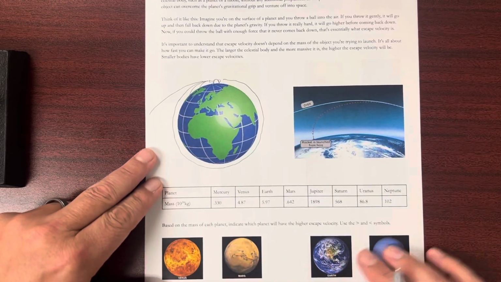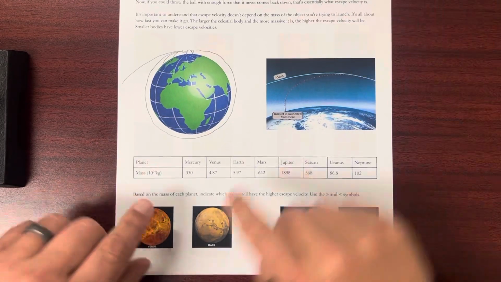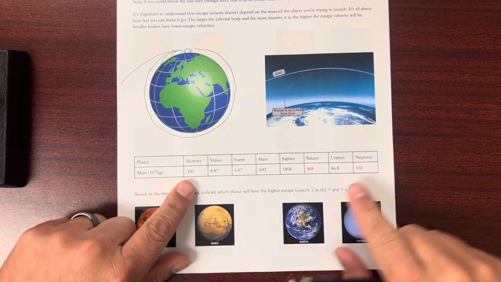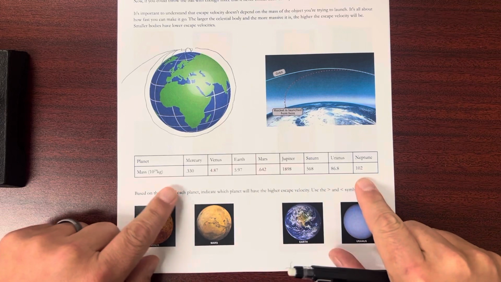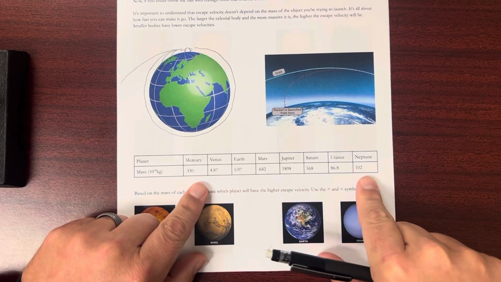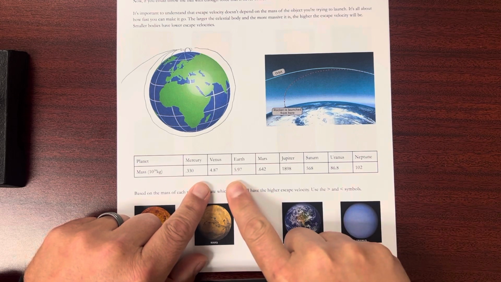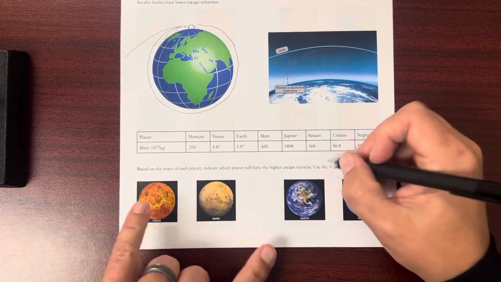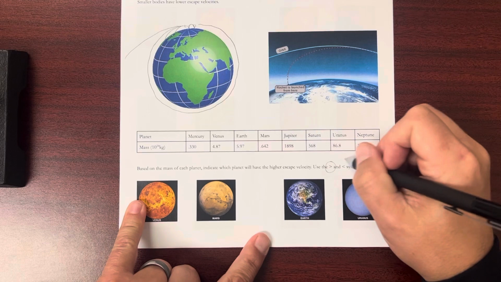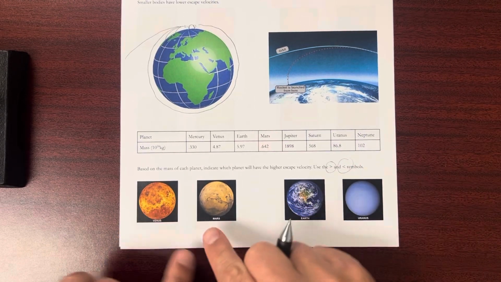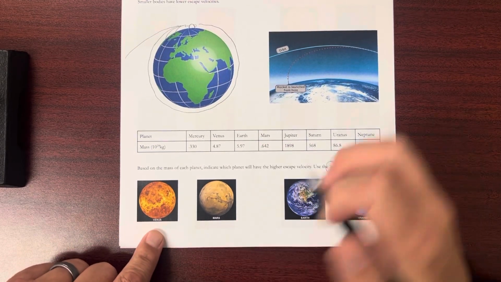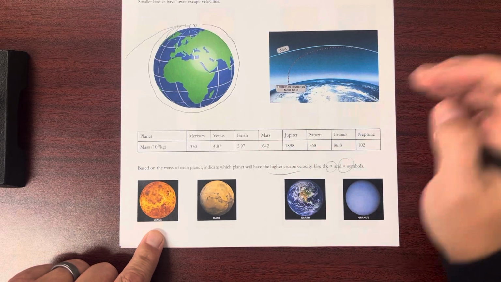So we're going to talk about the different planets in our solar system. We have Mercury through Neptune here. I've got the mass. Now remember, the mass is going to tell you which escape velocity is higher. So here's what we're doing. We're using greater than, less than symbols to indicate which planet has the higher escape velocity.